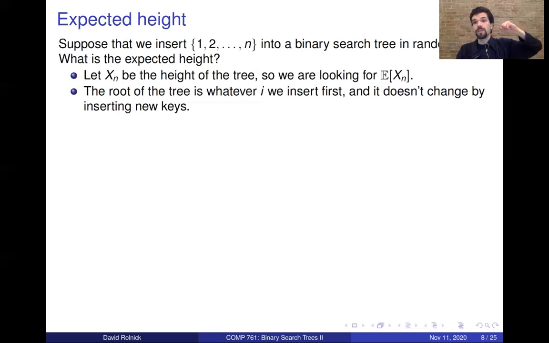Whatever we insert first, the next thing we insert will be compared to it, and it'll go either on the left-hand side or on the right-hand side. We don't know which one, we don't know what we're inserting first, but we know that the root of the tree will stay fixed as we insert new things. Does that make sense? Any questions?